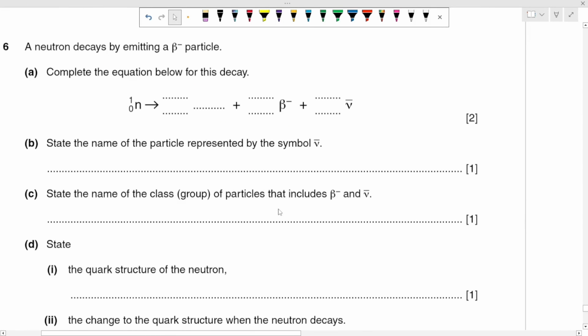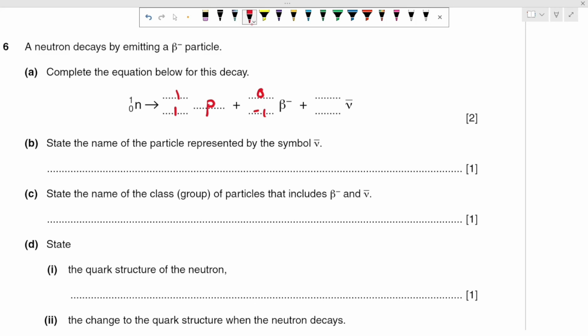A neutron decays by emitting a beta negative particle. Complete the equation below. So basically, when it decays, it forms a proton, right? And we know that a proton has a proton number of 1 because it's one proton, and a nucleon number of 1 because it's one nucleon. A beta negative particle has a nucleon number of 0 because it's not a nucleon, and a proton number of negative 1, so it needs to have a negative 1.